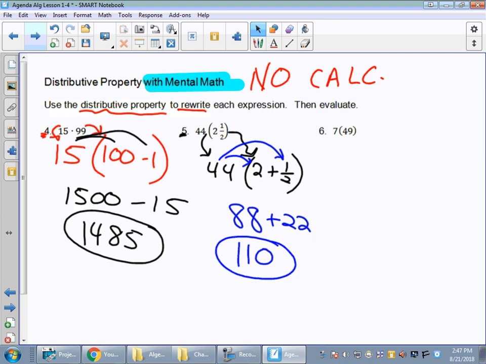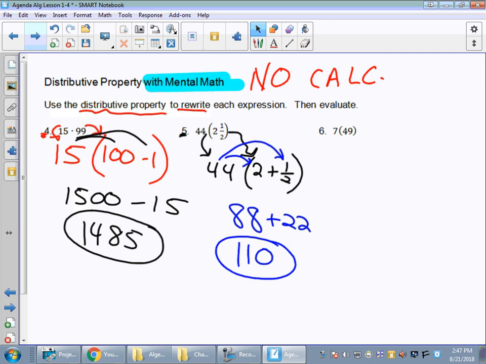Okay, so when we look at this one, you're basically breaking down numbers and adding and subtracting. For number 4, with that 99, if you wanted to use that 100, you could use 100 minus 1, or in this case you can always subtract. What you want to do is rewrite the number and then add or subtract one way or the other.